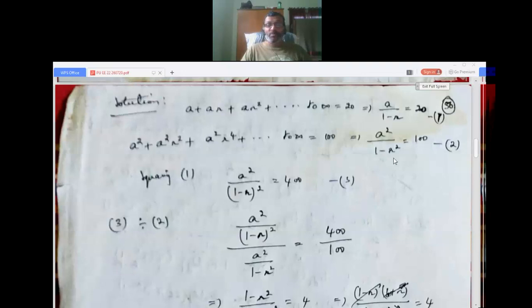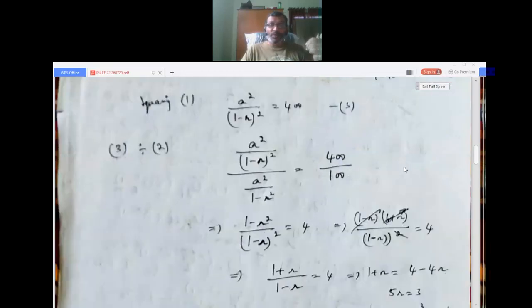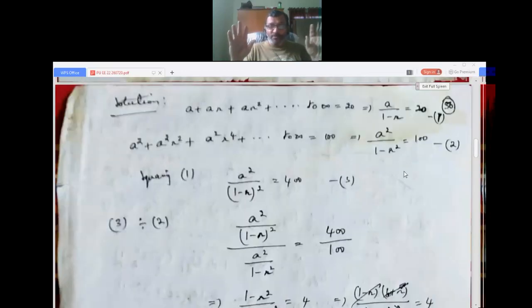So a squared by 1 minus r squared equals 100. These are equations 1 and 2. Now comes the matter of simplification. You can follow the same method or you can do it with your own knowledge. I have used squaring, dividing, multiplying, subtracting, adding, many things.